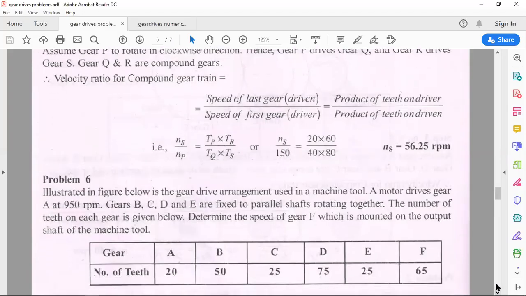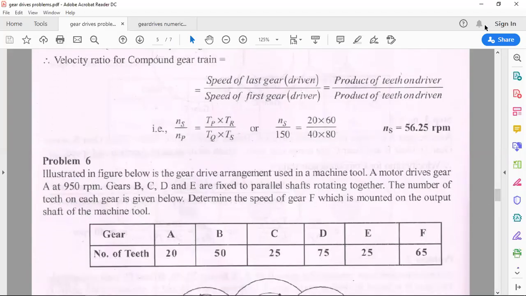Next, similarly, here is another compound gear train problem. There is a gear drive arrangement used in a machine tool, meaning there are 6 gears in a particular machine tool. A motor drives gear A at 950 rpm. Gears B, C, D, and E are fixed to parallel shafts, rotating together. The number of teeth on each gear is given below, and determine the speed of gear F, which is mounted on the output shaft of the machine tool.